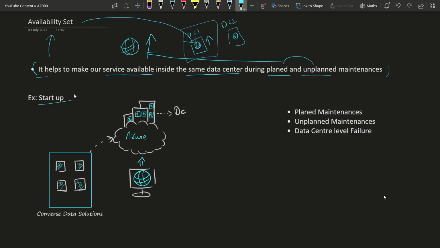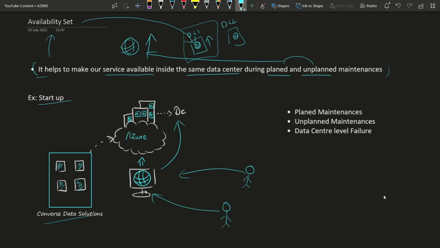Assume that we started a new startup company called Converse Data Solution. For that company we are trying to build one website. After some days we built the website. So now we plan to host our website in the cloud, because the cloud is cheaper, everyone knows. So we choose Microsoft Azure. Assume that this is our website, and we plan to deploy it inside Azure. Once we deploy our website into Azure, it will be available globally, so people can access our website anywhere in the world.